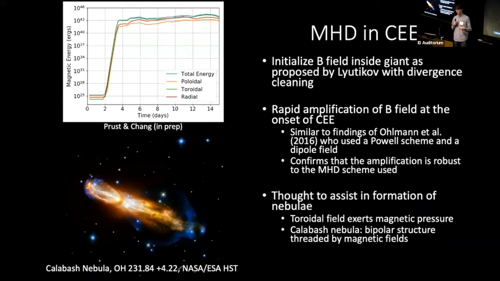We also see that most of the amplification happens in the toroidal component of the field, which is important because it's been recently shown that these toroidal fields within the envelope can be important for the formation of planetary nebulae after the common envelope phase has concluded.